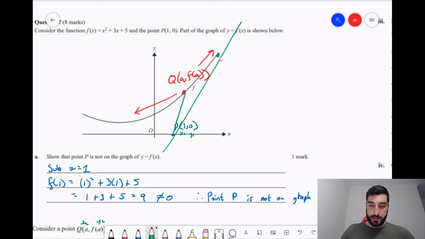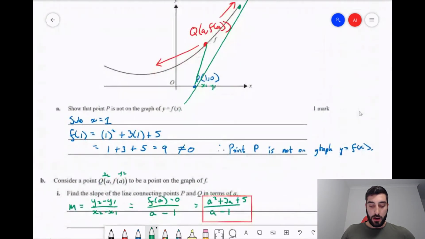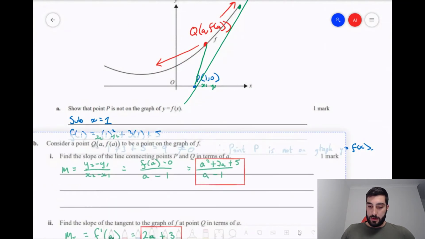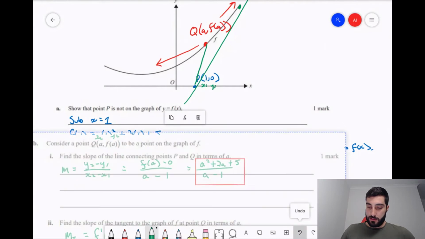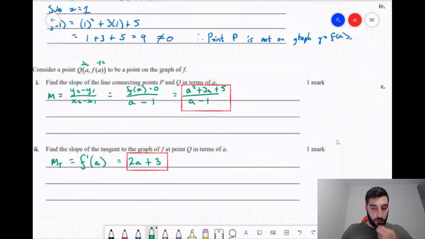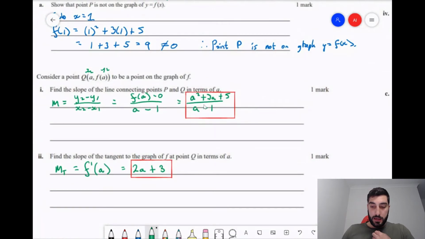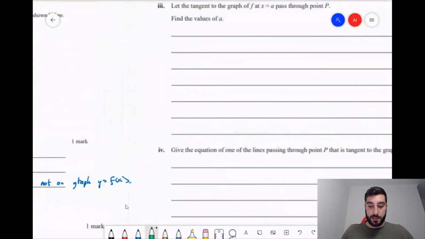So this is the instantaneous rate of change, or the gradient, because it's the tangent, but it's also now the average rate of change, or what we used in part B, the slope between the 2 points. So essentially what that means for part I is this gradient here will be equal to this gradient. The gradient of the tangent is equal to the gradient of the slope between points P and Q. So we just need to equate both of those together.